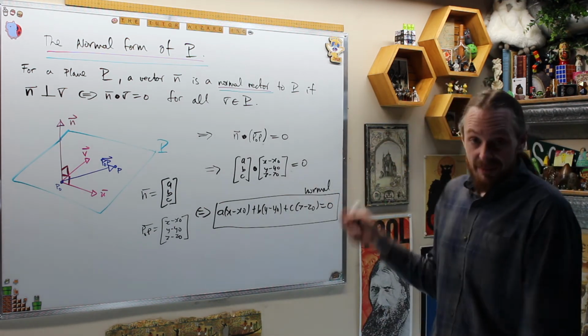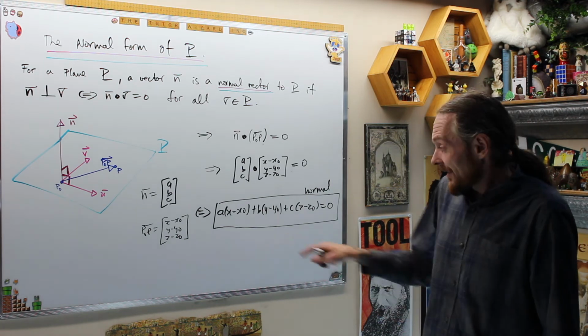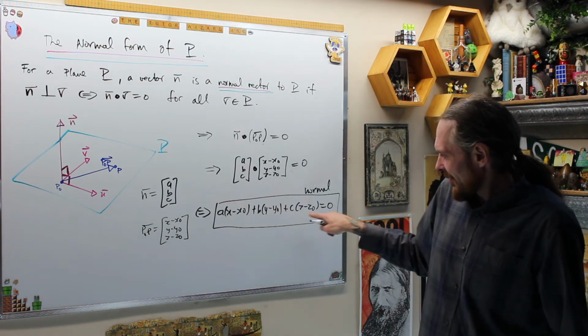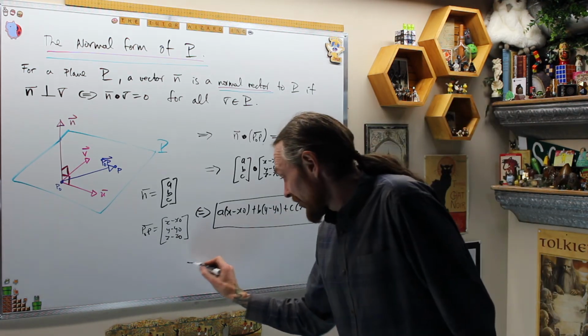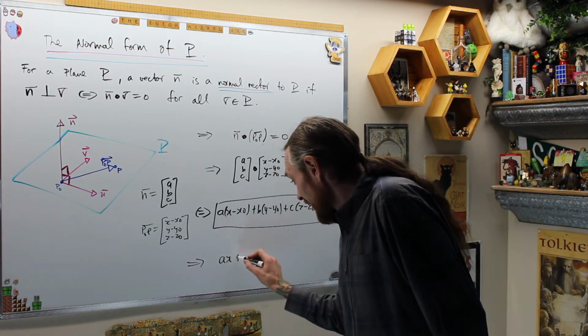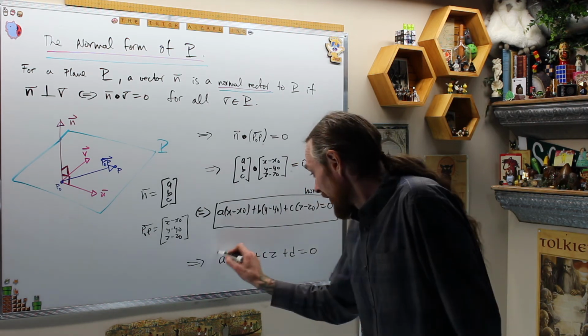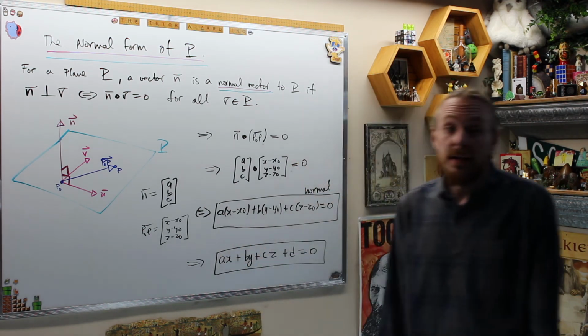And if we simplify and bring everything to one side and call d negative a x naught minus b y naught minus c z naught, we can get the general form, which is going to be ax plus by plus cz plus d equals 0. And this is the general form of the plane.